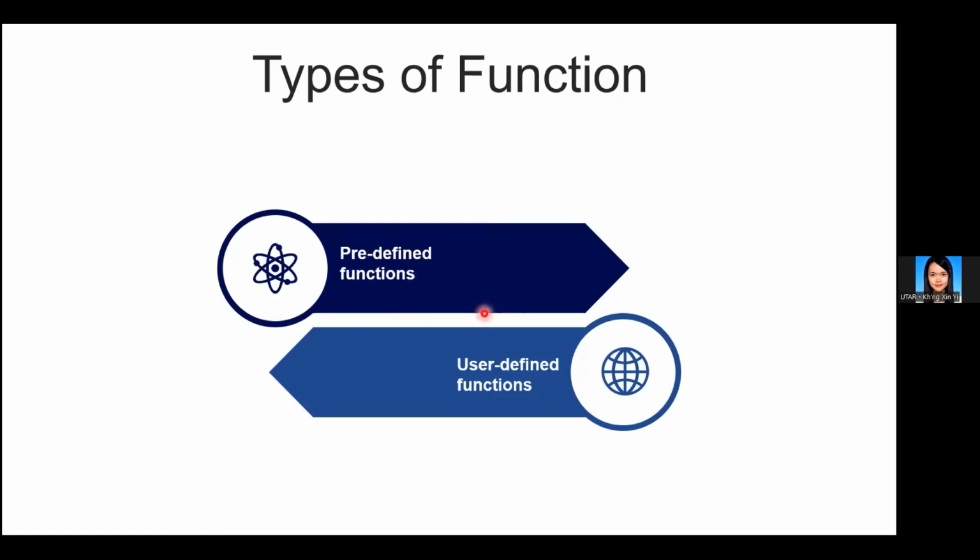Then if you look at the second type of function, the keyword is user-defined. User means us, right? The programmers, the developers. This means that this is the function defined by us. We are going to create the function ourselves, right?